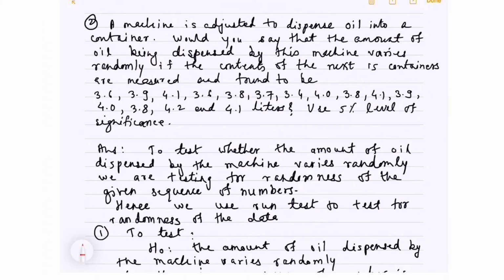Next question. A machine is adjusted to dispense oil in a container. Would you say that the amount of oil dispensed by this machine varies randomly? We are given the data and we are asked to use 5% level of significance, which means alpha is 5%. Here we are asked to test whether the amount of oil dispensed by the machine varies randomly or not. So for testing of randomness, we use run test.